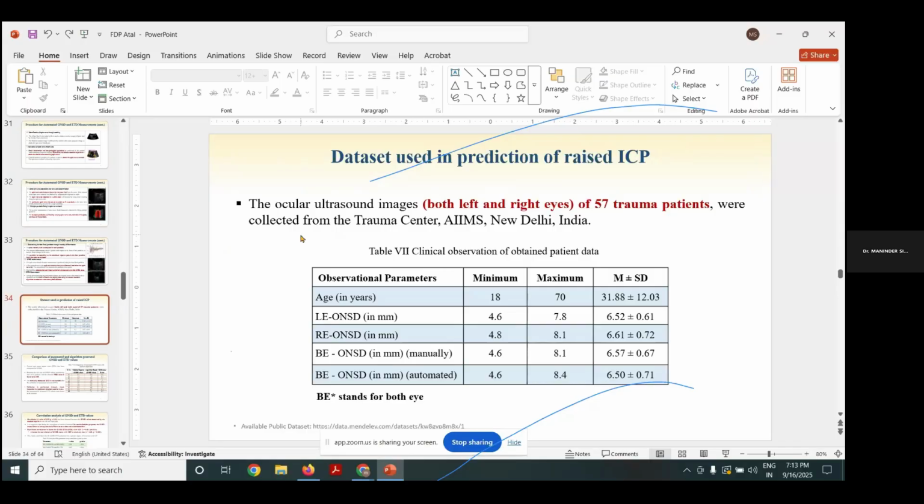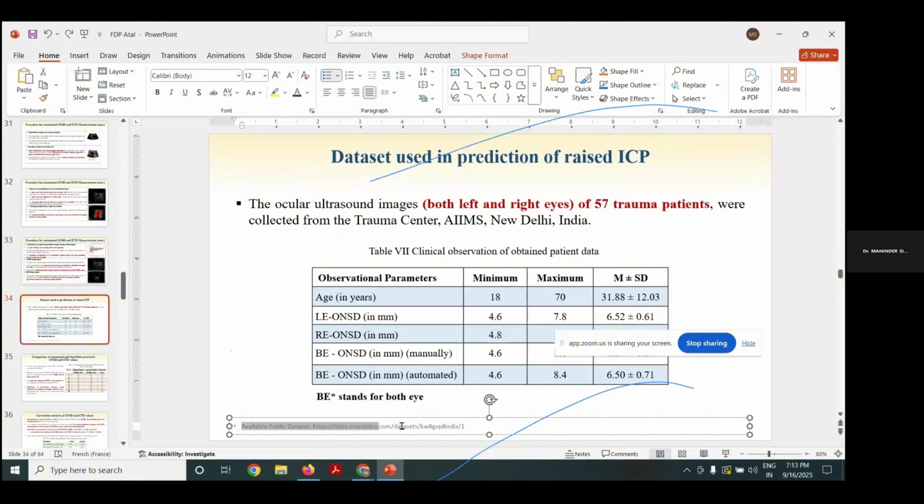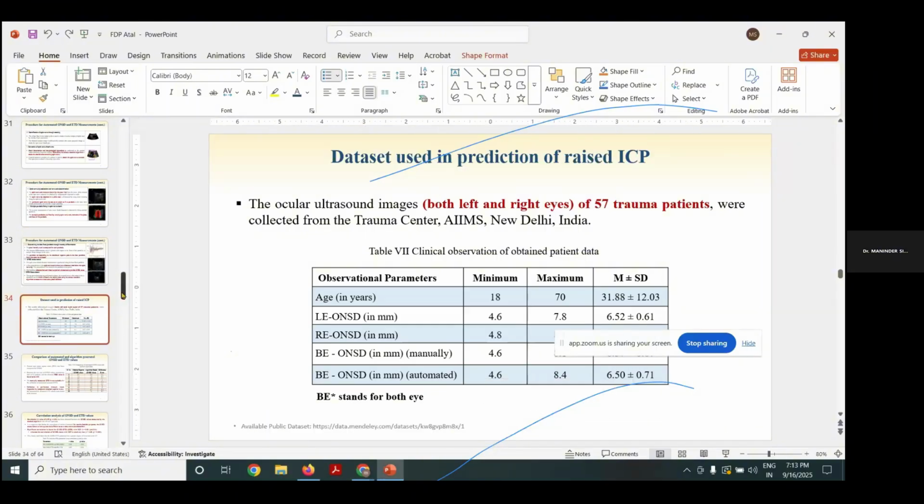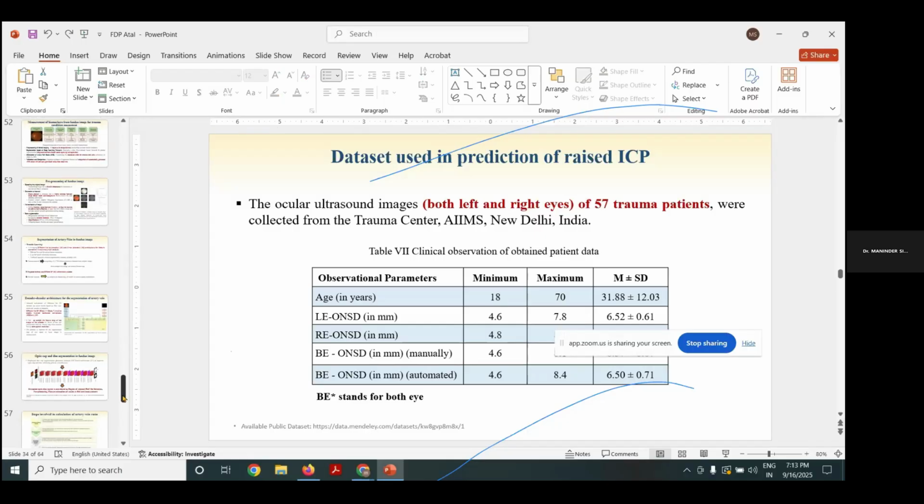Moreover, I want to also let you know that this data which I am having is something we can't share with everyone. If you want to really work on this, recently this link is there. This public data set is there, so you can download this.